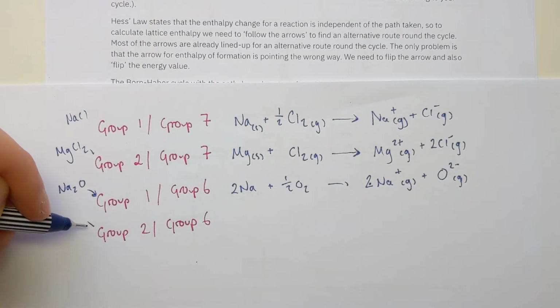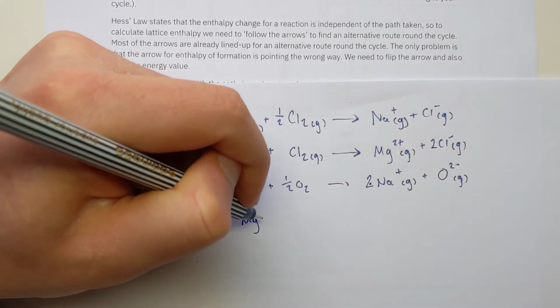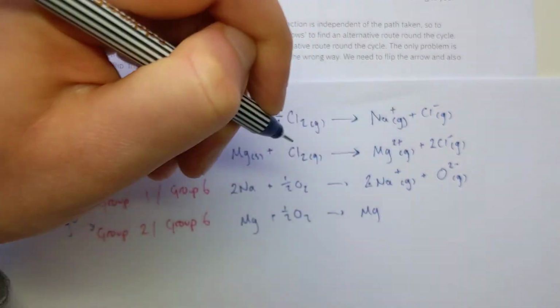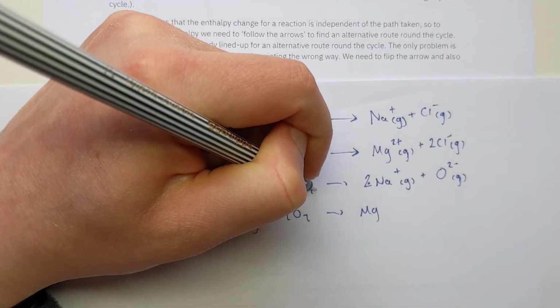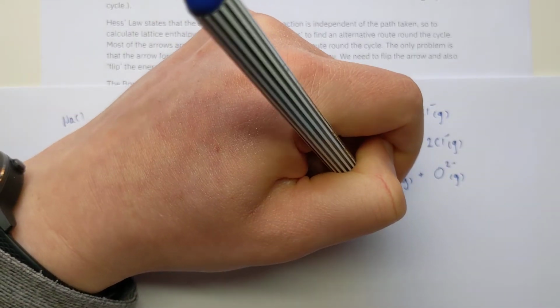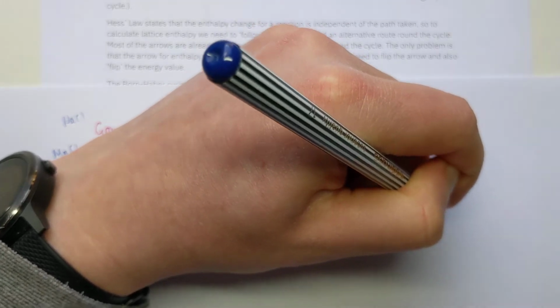And the final example you have to look at is Group 2, Group 6, which is MgO, a good example of that. Now there's only 1 of each, which makes it a little bit more simple. So Mg plus a half O2 going to Mg2 plus. Sorry, I should put state symbols in here. Mg2 plus as a gas and the oxide ion as a gas.